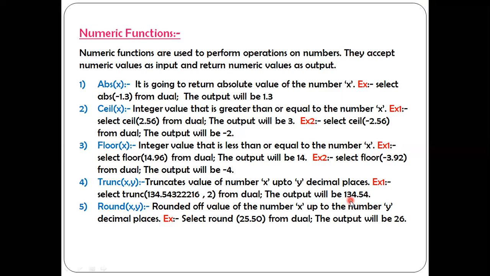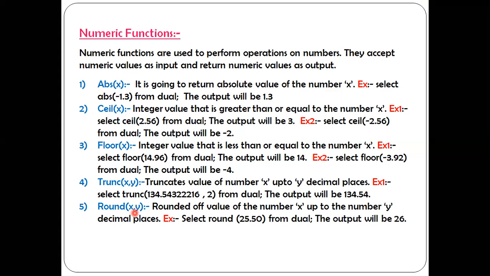The output will be 134.54. It is going to consider only 2 digits after the decimal point, because we have given the parenthesis comma 2. Got it? This is about trunc, which has how many parameters? 2 parameters. The last numeric function in SQL, structured query language, is round.